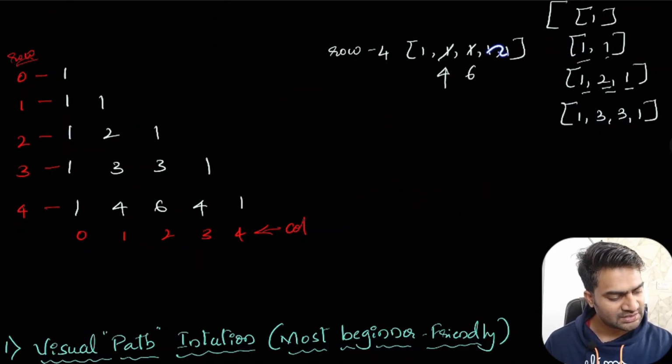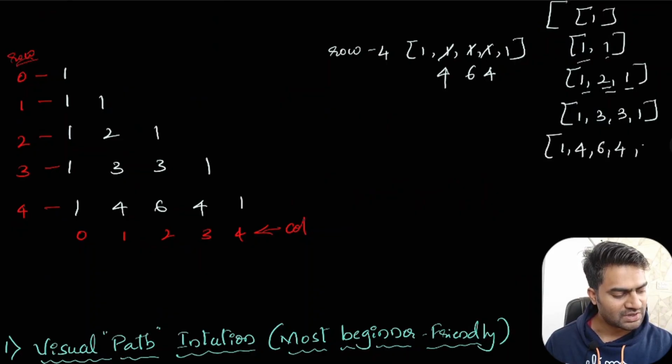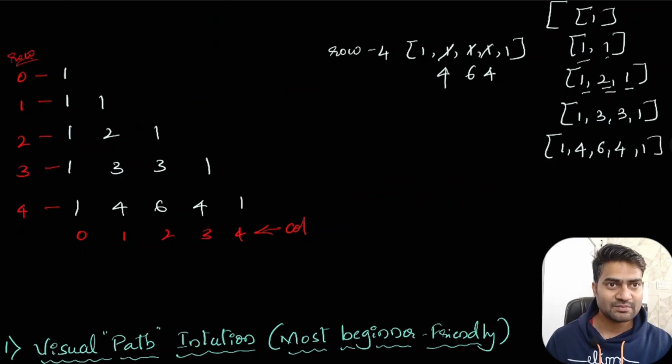Next, for this value, I will refer this and this. I will sum it up. So it gives us 4. So I will replace this with 4. So my array would be 1, 4, 6, 4, 1. Okay. So finally, I will return my array.